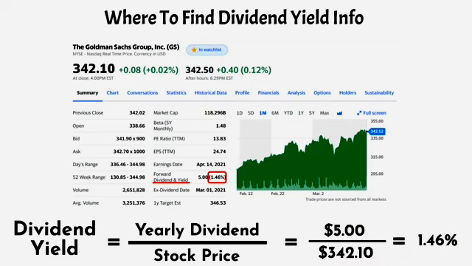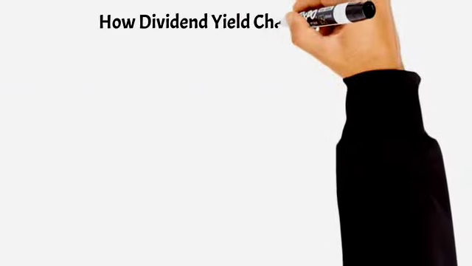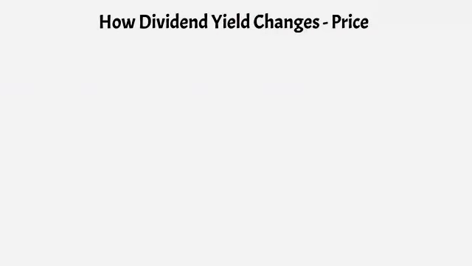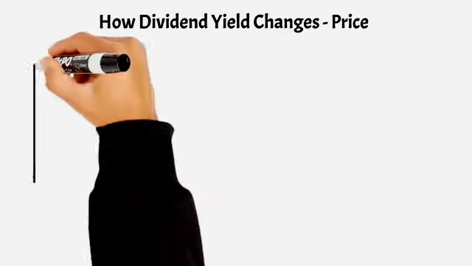It's usually somewhere between 1 and 6% depending on the stock. Something to keep in mind here is that the dividend yield will change on a daily basis depending on the current price of the stock. There are two factors that will affect the dividend yield, the stock price and the current dividend. First, let's see how a change in price can affect the yield.